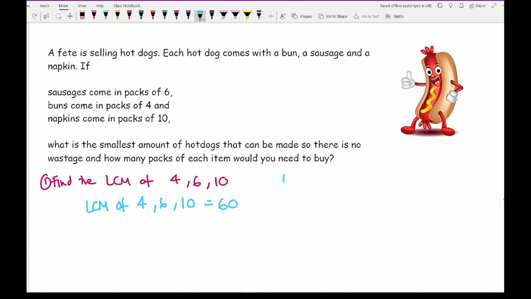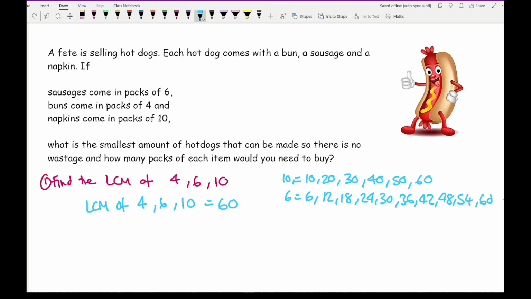If I write down the 10 times table, so 10, 20, 30, 40, 50, 60, and then the 6 times table, 6, 12, 18, 24, 30, 36, 42, 48, 54, and 60, and then the 4 times table, I can just go all the way, but I do know it's 60, so 60 appears in all of them. So I'm going to make 60 hot dogs.